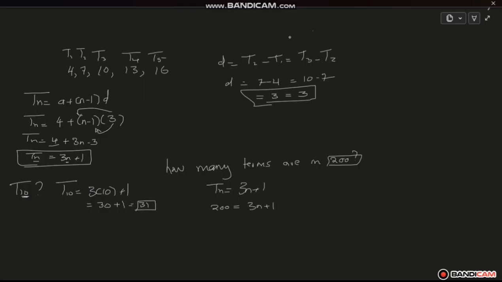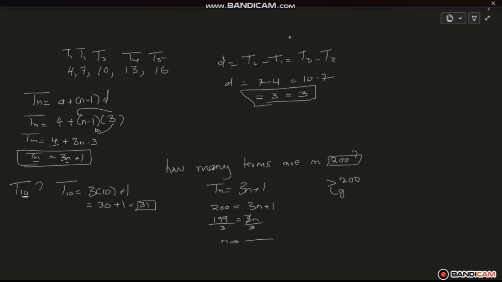You solve for n. 200 minus 1 is 199, so 199 equals 3n. Then you divide by 3 on both sides, and you find the value of n to be whatever number. So when they say how many terms are there, they want to know how many terms are in 200. You do not take the 200 and put it where there's n. No, you substitute it where there's Tn.